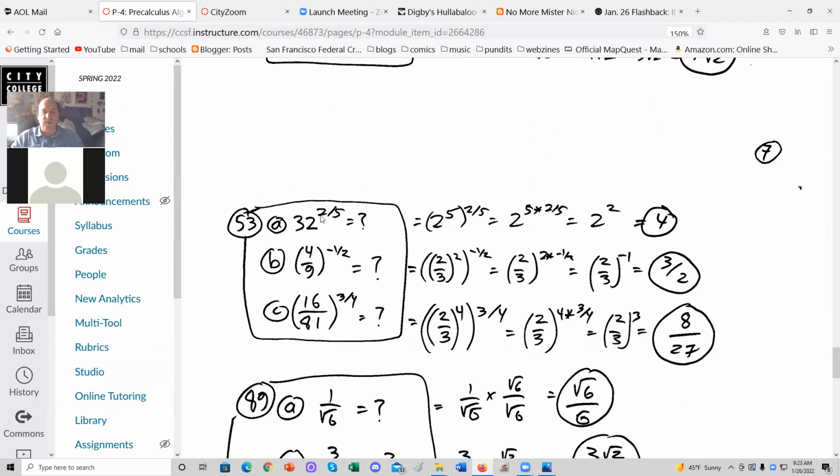Here they ask for 32 to the 2/5. Well, 32 is 2 to the 5th. That to the 2/5 power means you multiply 5 times 2/5, which is 2. You get 2 to the 2nd, or 4.